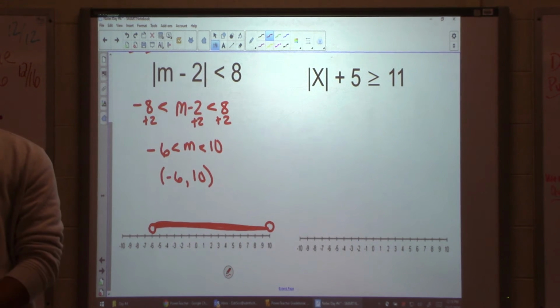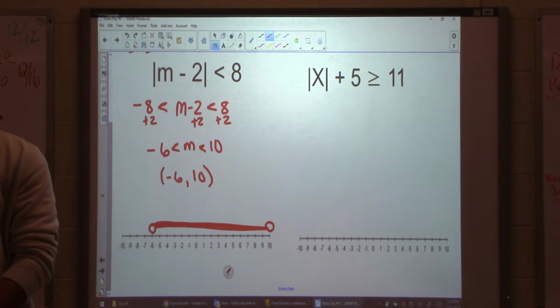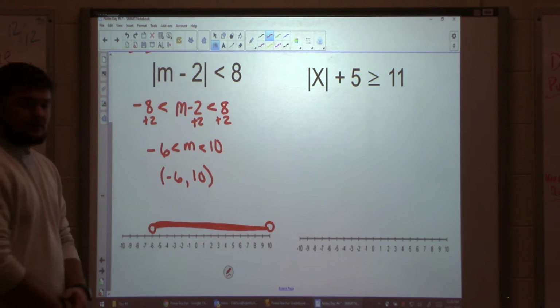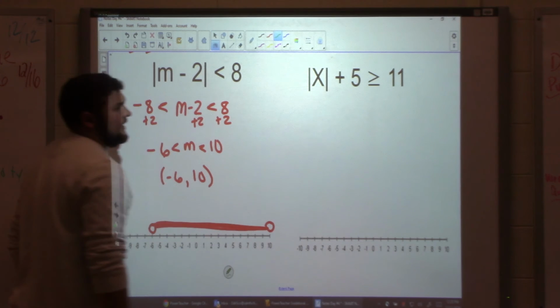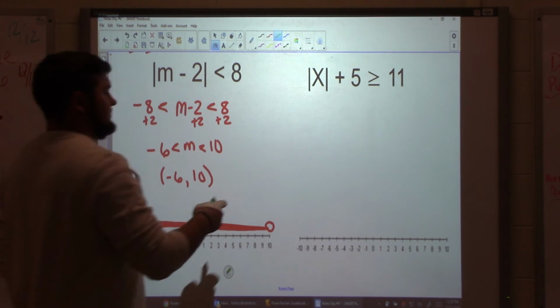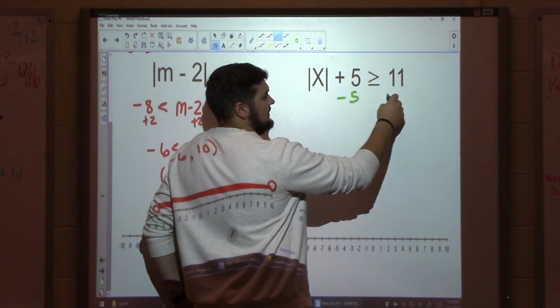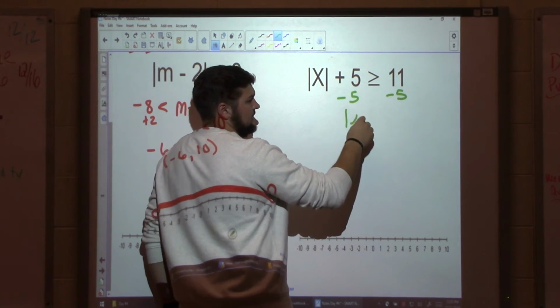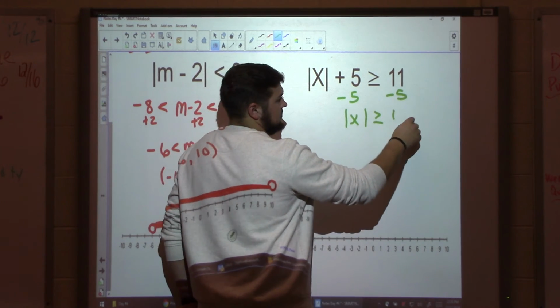Do we have any questions before I move on to the next one? Okay. Our next one, the absolute value of x plus 5 is greater than or equal to 11. First thing you need to do is make sure you get your absolute value by itself. How can I do that? Subtract 5. The absolute value of x is greater than or equal to 6.